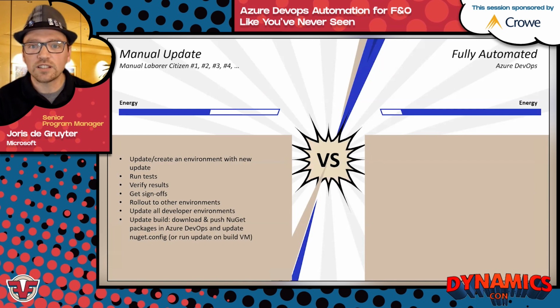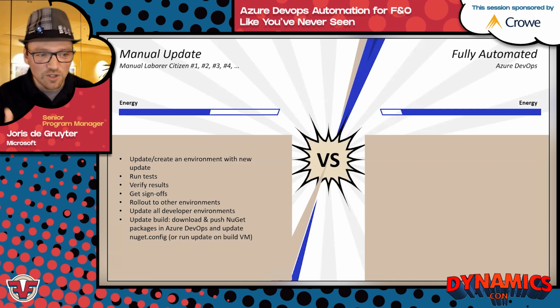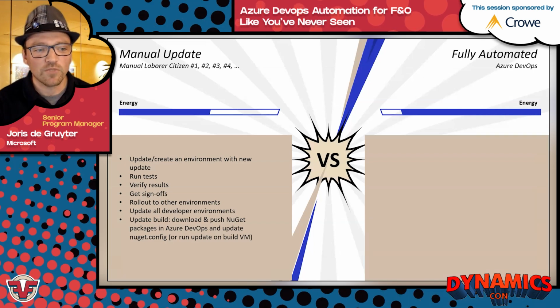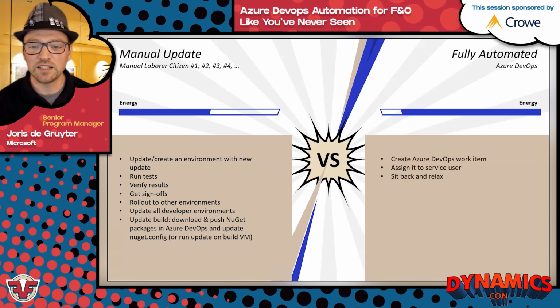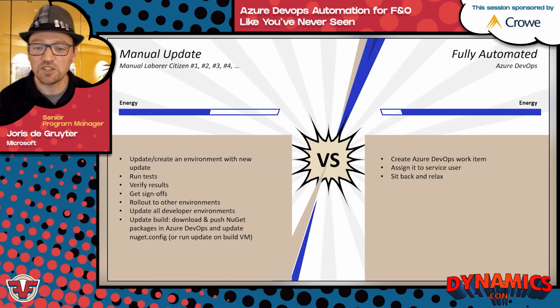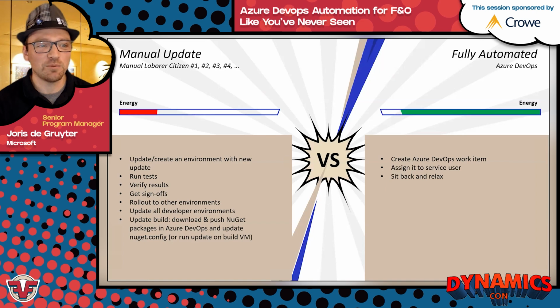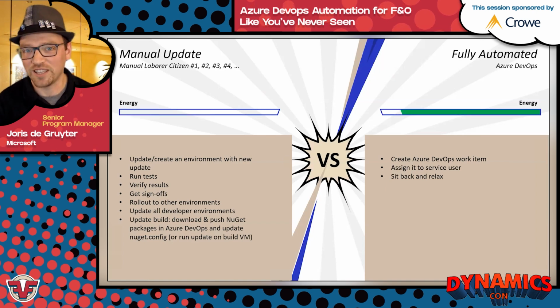So all of this, in some combination, is typically what people go through when they're taking a monthly update. On the right column, what we're going to do with automated is pretty simple. You create an Azure DevOps ticket, you assign it to the automation user, and you sit back and relax. How's that? Sticking with the theme, I think we have a little knockout, hopefully, by the end of the session.